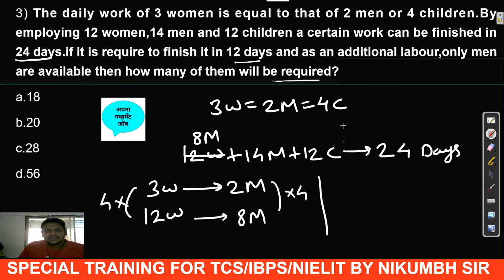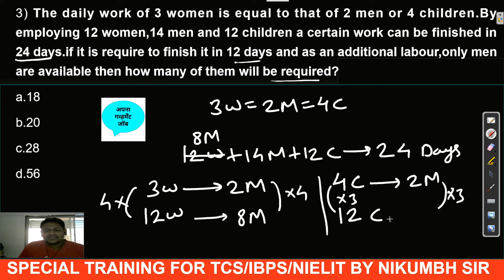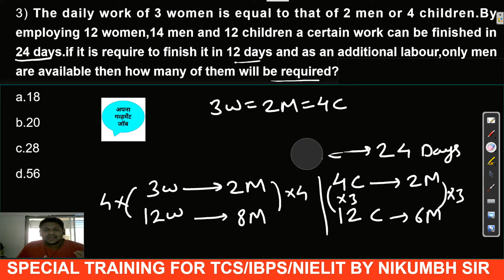Similarly for children also, see, 4 children means 2 men. The work done by 4 children in a day is equal to 2 men's work. Then what is the work of 12 children? Just multiply by 3 here. So here also you multiply by 3, so it will be 6 men. So I will just replace this with men. Now total men: 8, 14, 6, that is 28. So what I got finally is that 28 men can complete the total work in 24 days.